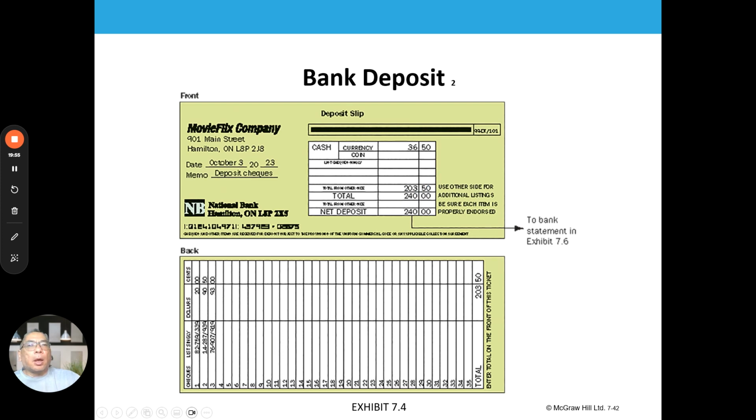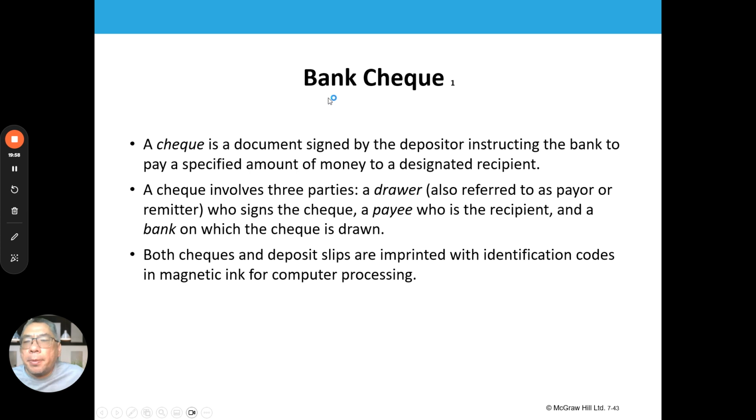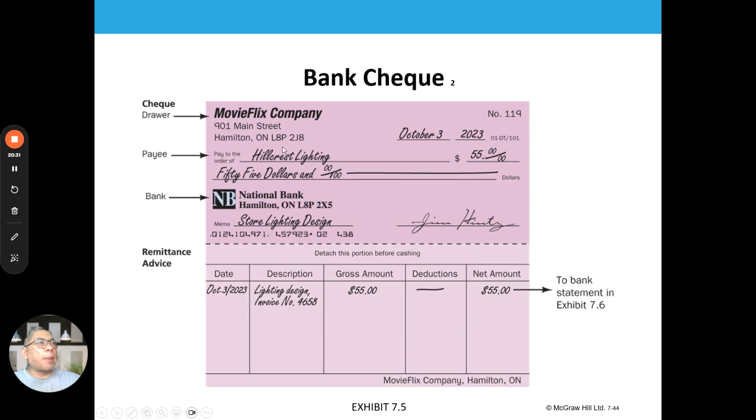Bank check. A bank check is a document signed by the depositor instructing the bank to pay a specified amount of money to a designated recipient. A check involves three parties: the drawer, which is referred to as the payer, the payee, which is the recipient, and the bank, which is where the check is drawn. Both checks and deposits are imprinted with identification in magnetic form. So we go to the next one. This is a typical bank check example here. Make sure our record keeping is done.